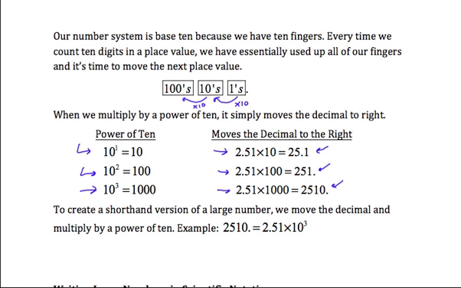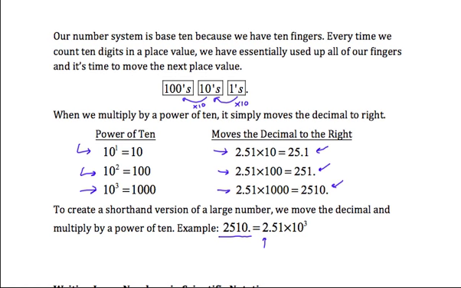To create a shorthand version of a large number, we move the decimal and multiply by a power of 10. For example, let's say I was going the other way around now. I'm starting with this number that's in standard notation here, 2,510. Let's say I wanted to write this in scientific notation. Well, I would need to have just one digit to the left of the decimal, which is right here, the 2. Then I would want to put the decimal.